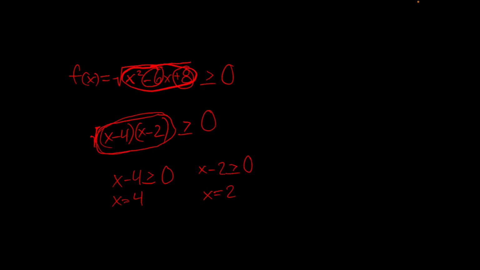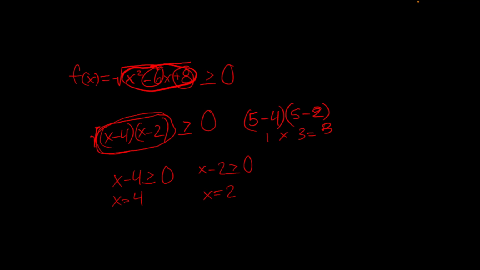So let's try 5. Well, 5 minus 4 is 1, and 5 minus 2 is 3. So now we have 1 times 3, which gives us 3. So now we have 3, which is a positive number, which means that when we input 5 into x, we're gonna get an output, which is a positive number.